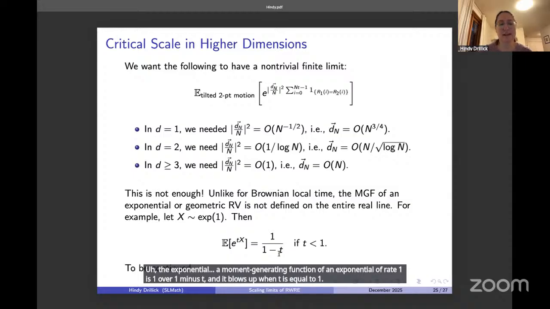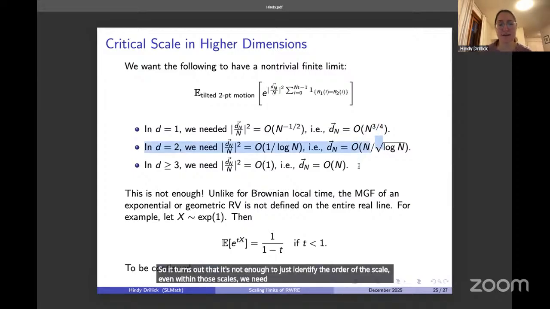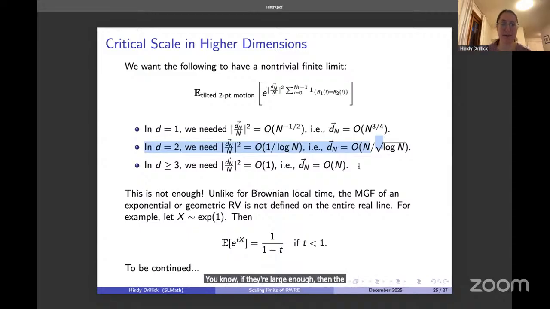So it turns out that it's not enough to just identify the order of the scale. Even within those scales, we need to consider the constant prefactors, and if they're large enough, then the second moment will still blow up. So this is an extra complication that appears in higher dimensions, that adds an extra regime, and we'll see more of this in Shalin's talk.